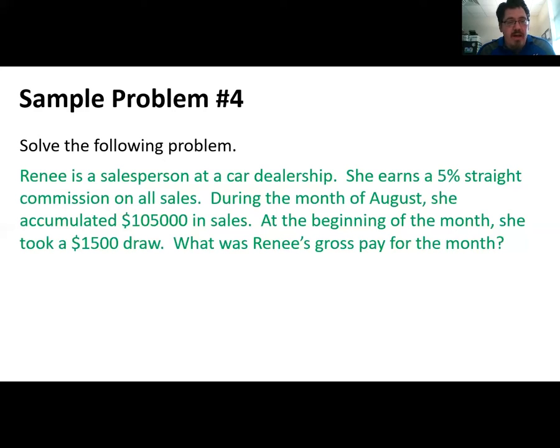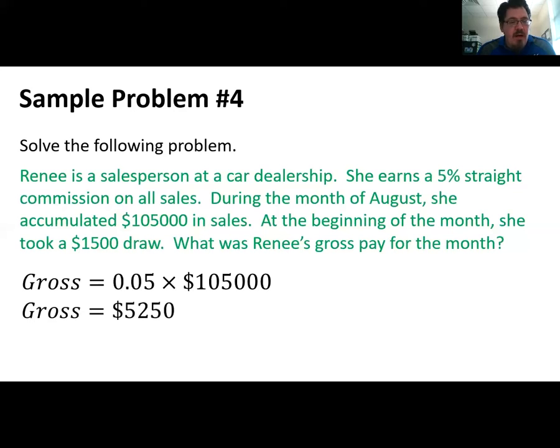So in this situation, we've got Renee again working at the car dealership, again 5% straight commission. She accumulated $105,000 in sales, but she took a $1,500 draw at the beginning of the month. So what we want to figure out is, well, how much did she actually then get paid at the end of the month based on her sales? Again, it's fairly straightforward. What we're going to first do is calculate what the gross pay would be by multiplying the percent written as a decimal times the amount of sales that she had, so 0.05 times 105,000. So for the month, she earned $5,250.